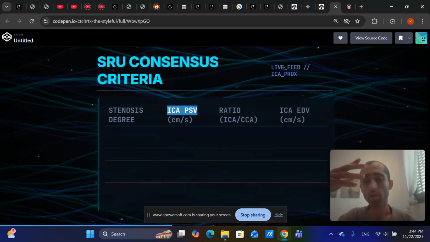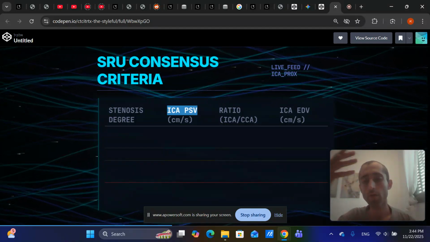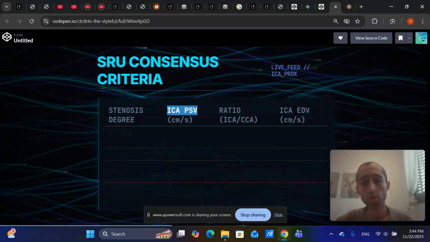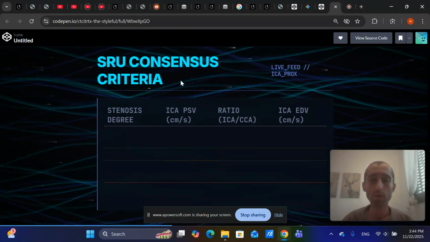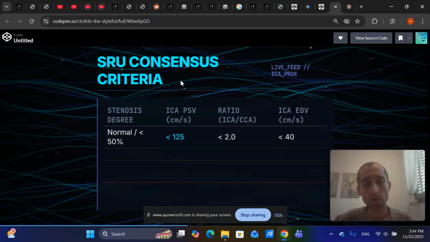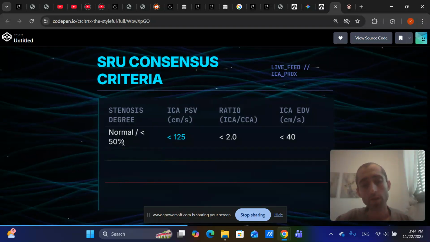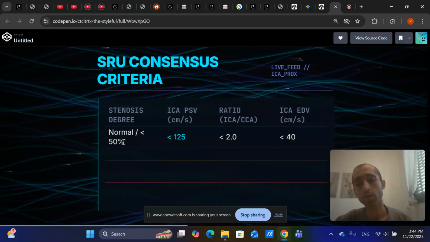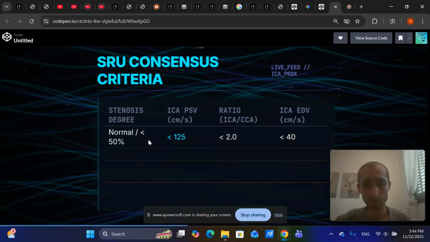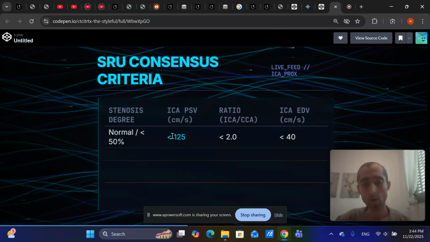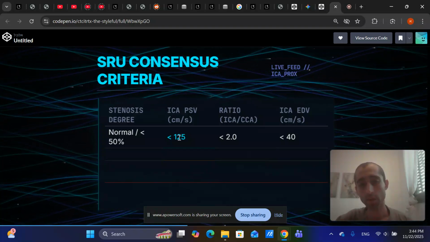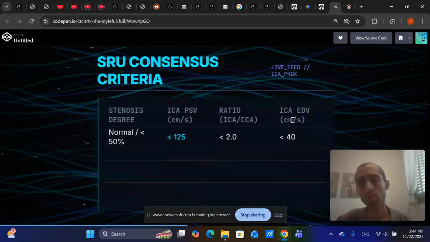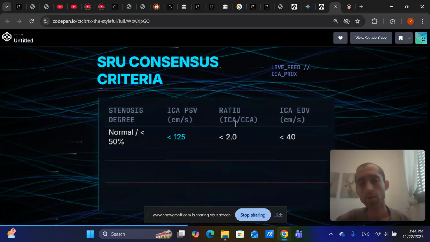You will see that we will start with 125 velocity. We will define the cutoff between normal and not normal, and not normal we define with 50% of stenosis. So you can see that normal is defined as less than 50%, or less than 50% will have almost the same velocity as normal, and this is defined as less than 125 centimeters per second in Doppler in peak systolic velocity. Also, the ratio will be small, and the end diastolic velocity will be less than 40.